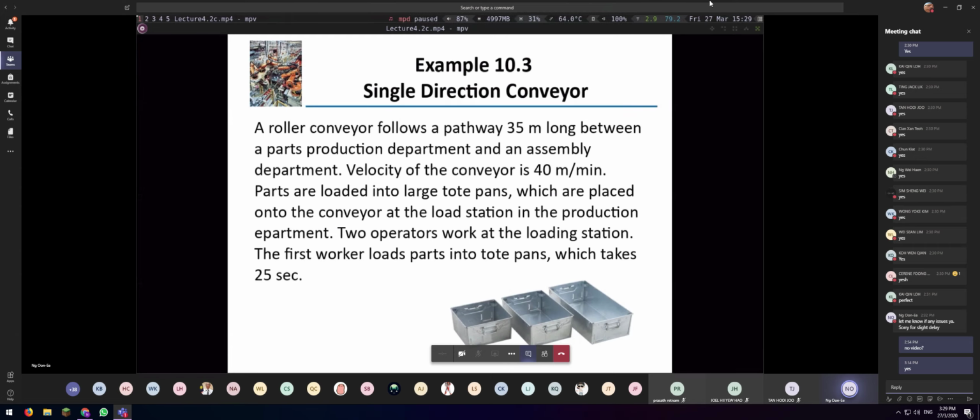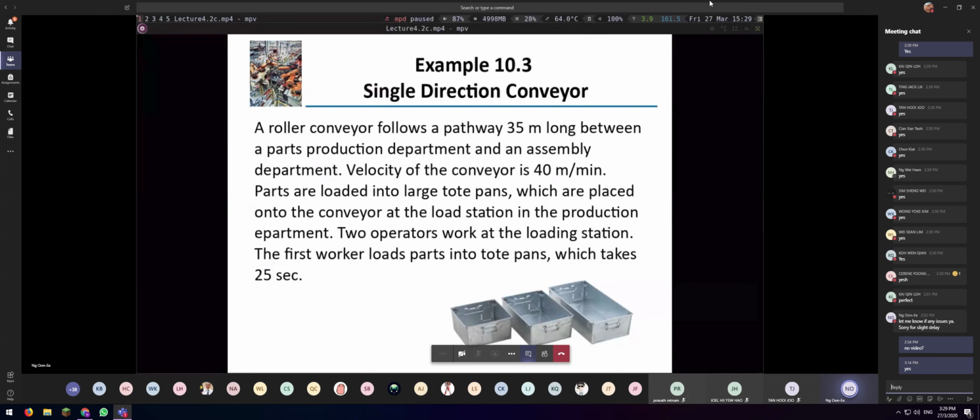Okay, so in this example, the third example, a roller conveyor has a path 35 meters long, and you have a certain velocity, which is 40 meters per minute. So all the parts are loaded into tote pans, and there are two operators at the loading station.